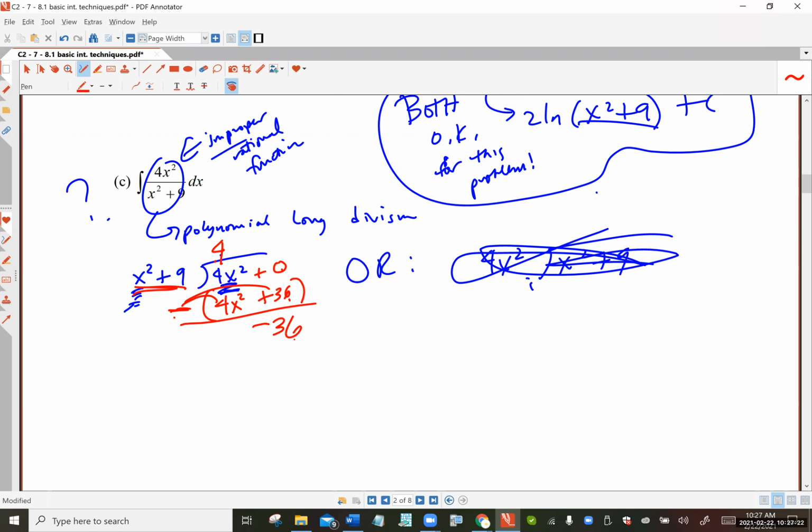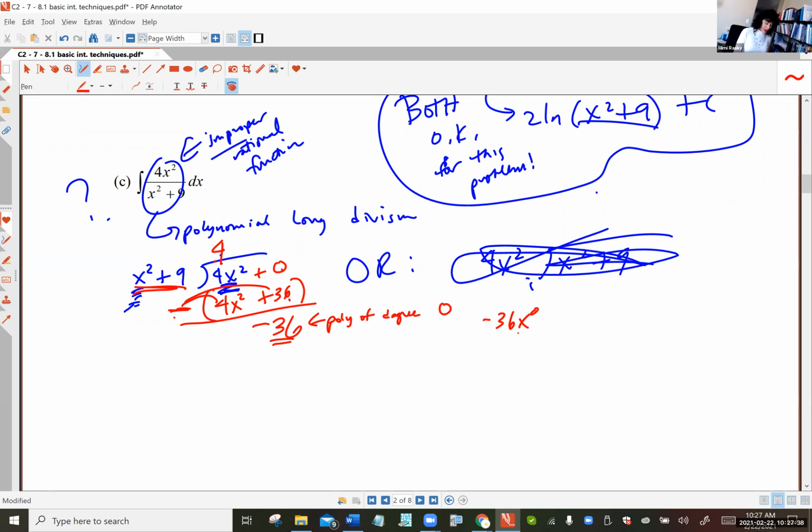You're done? I'm done. Why? Well, because this is a polynomial, by the way, negative 36. It's a polynomial of degree 0. What do you mean? That's kind of weird. Well, you can think of it as having an x factor raised to the 0, so it is a polynomial.